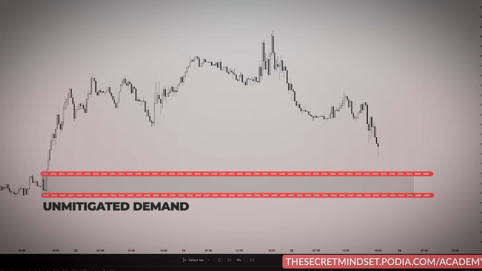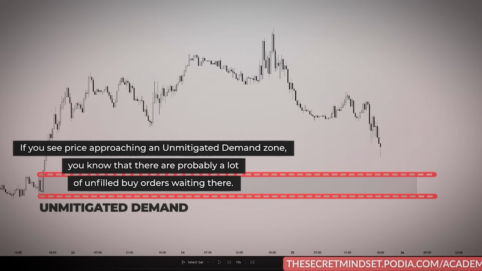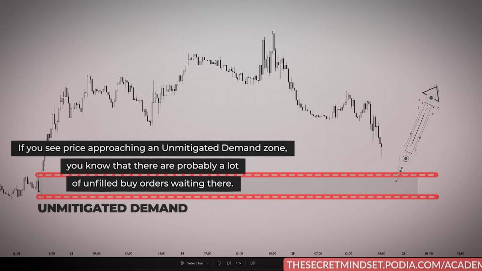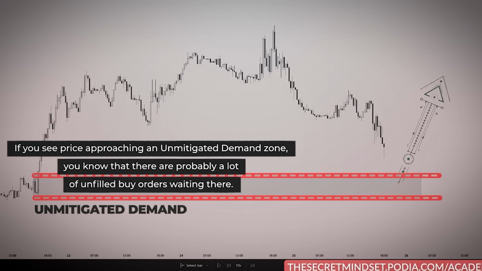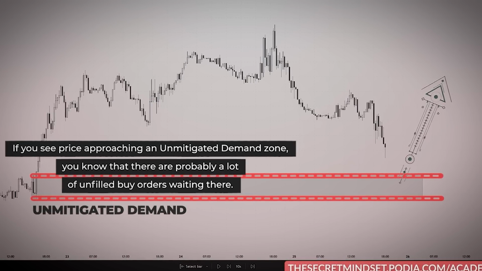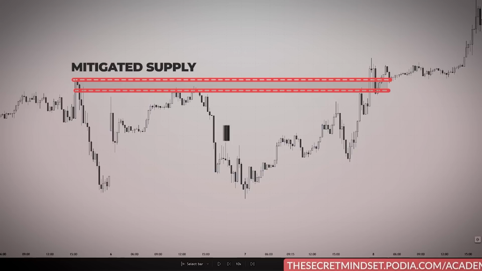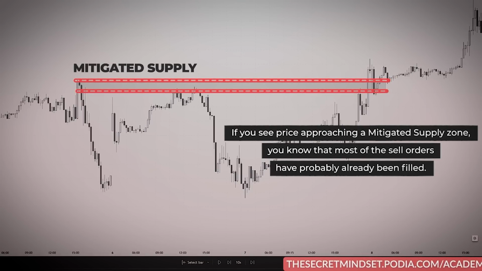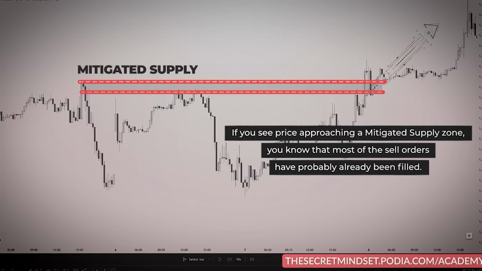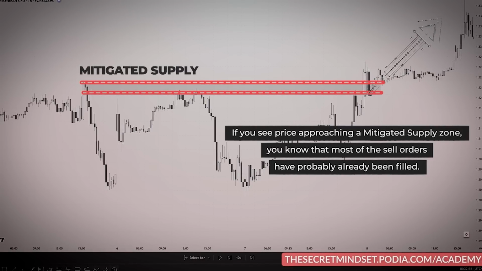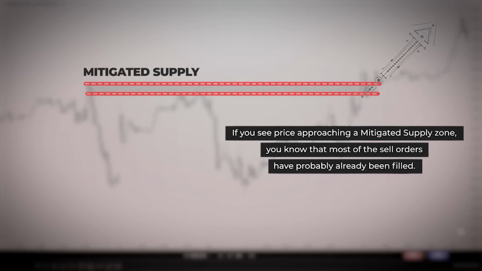If you see price approaching an unmitigated demand zone, you know that there are probably a lot of unfilled buy orders waiting there. This means that there's a good chance price will bounce off this level and start rallying higher. On the other hand, if you see price approaching a mitigated supply zone, you know that most of the sell orders have probably already been filled. This means that there's less resistance at this level, and price may be able to break through and continue falling.